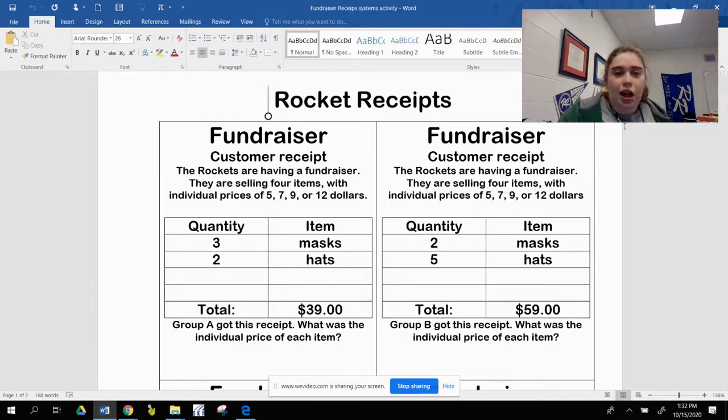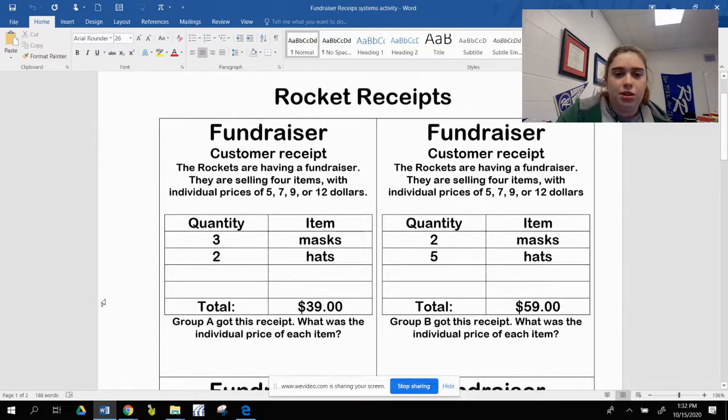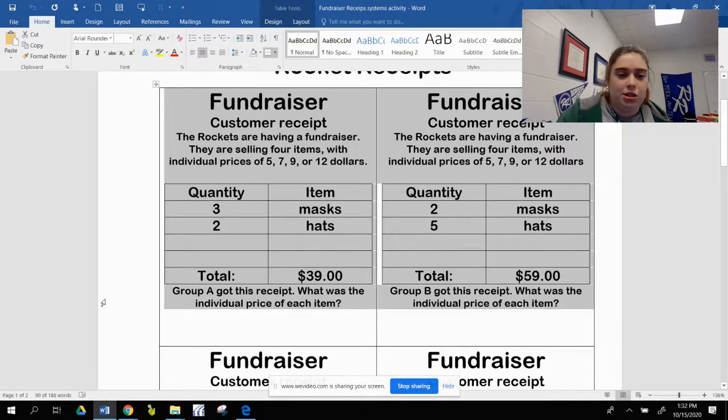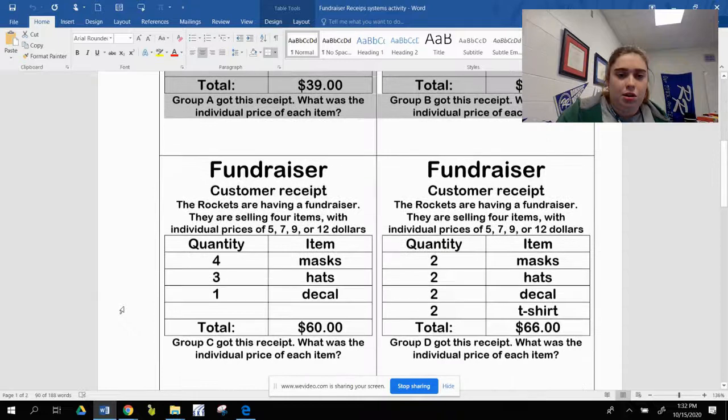So, first we're going to look at this worksheet right here, okay? And you should have a PDF copy of this, so if you need to pull that up and look at it, you can. But here's what we're looking at. So we have some receipts. We have 4 different receipts right here.